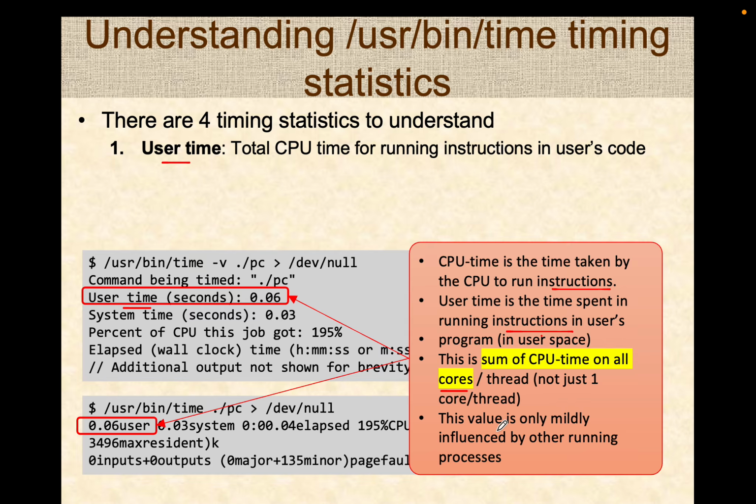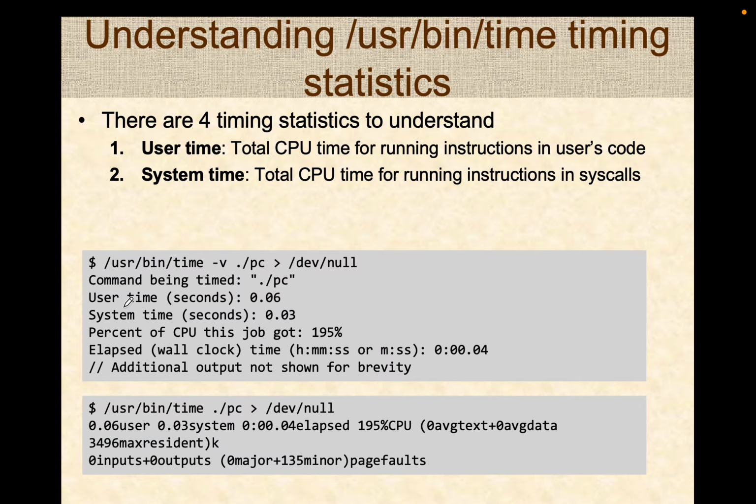And typically, this value will only mildly change for a deterministic program. That means you're processing a deterministic algorithm, you're giving deterministic input. The net number of instructions that are run by the program should remain about the same, and consequently, the user time will remain about the same.